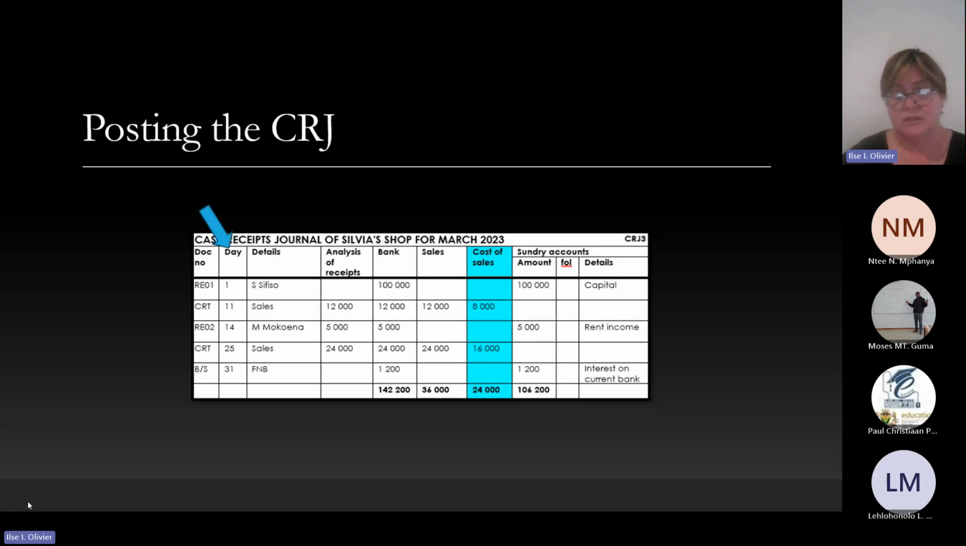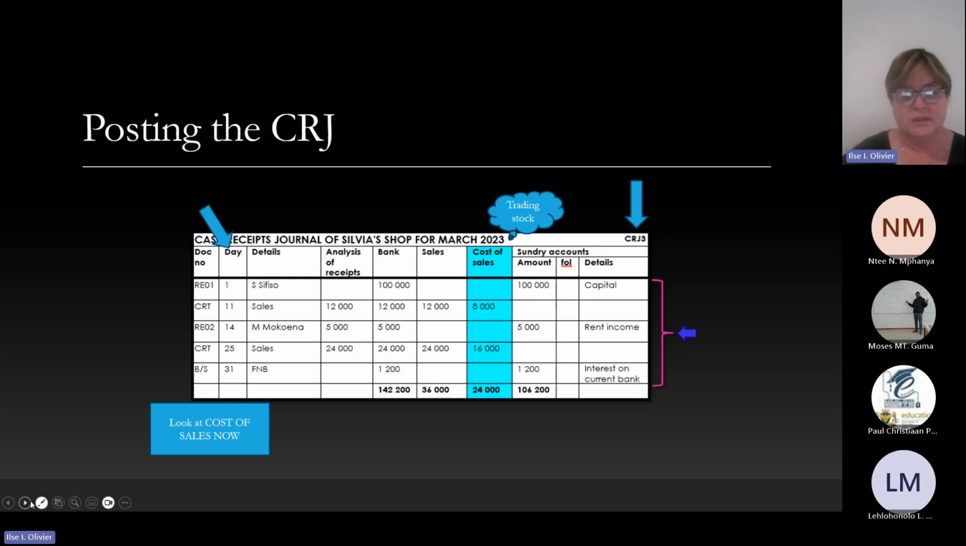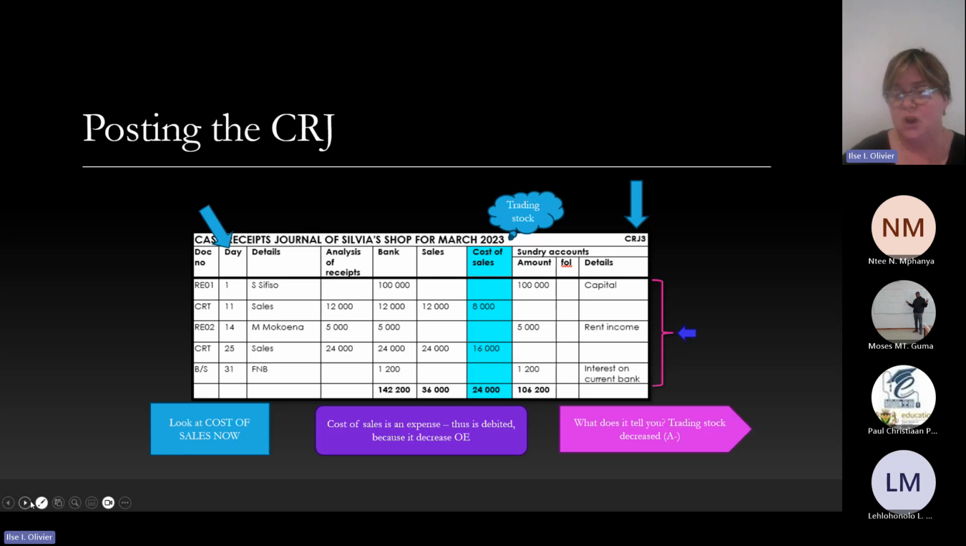Now we're going to look at our cost of sales. Still, we look at the day. That is important. And the folio number. Now we look at cost of sales. You highlighted cost of sales, but you haven't posted it yet. What does cost of sales tell me again? Cost of sales tells me how much of the trading stock I sell. So cost of sales is an expense that decreases our owner's equity. Therefore, it is debited. And then trading stock is credited. And why? We sold the trading stock. So the trading stock is decreasing, and trading stock is also an asset that then decreases.